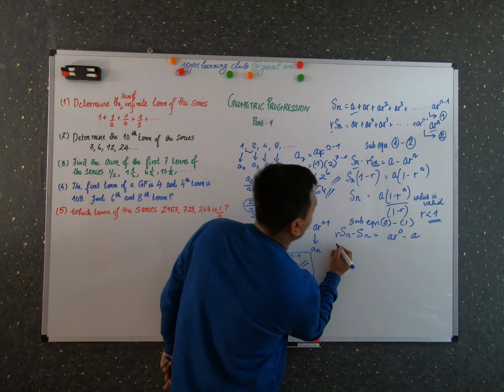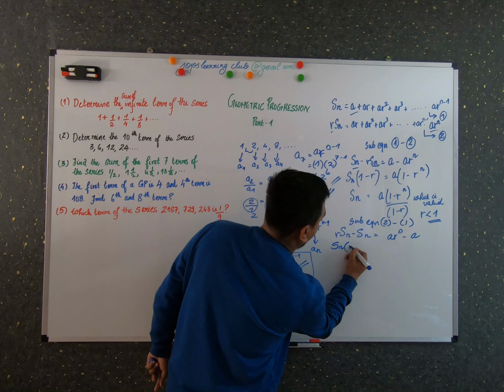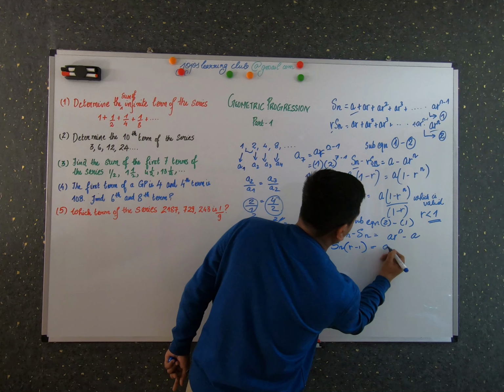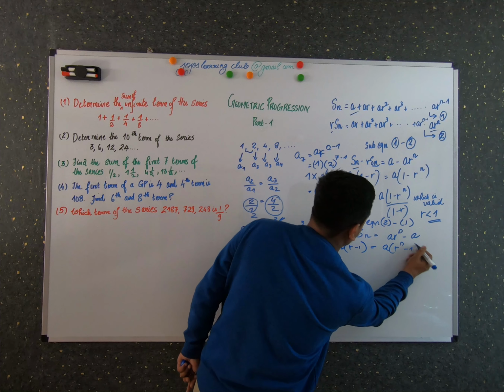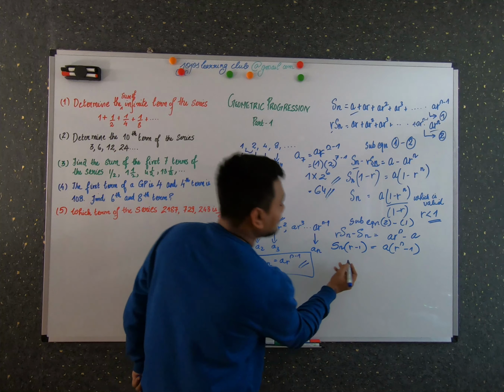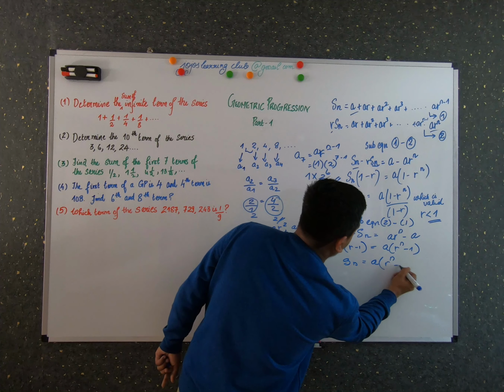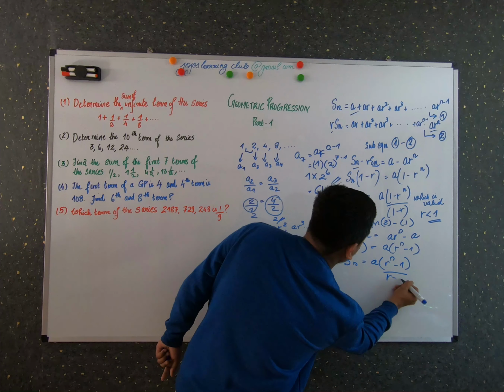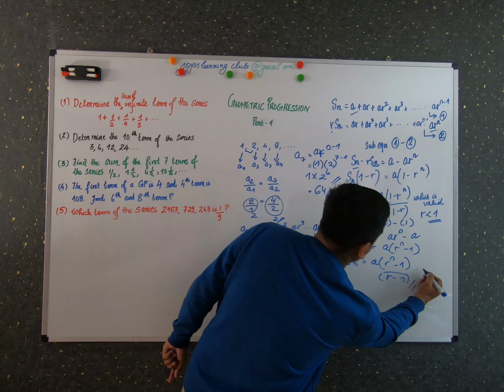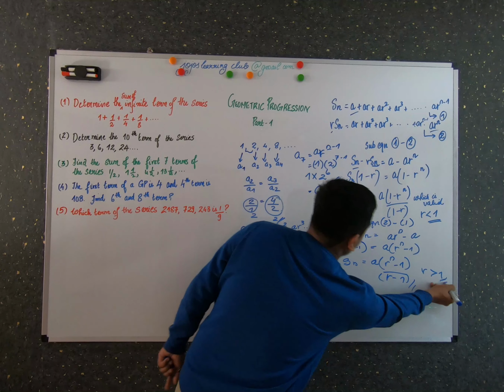So again similarly you can take the common factors. So what happens? Sn into (r minus 1) is equal to A into (r raised to n minus 1), right? So what happens now? Sn is equal to A into r raised to n minus 1 by r minus 1, which is valid when r is greater than 1.